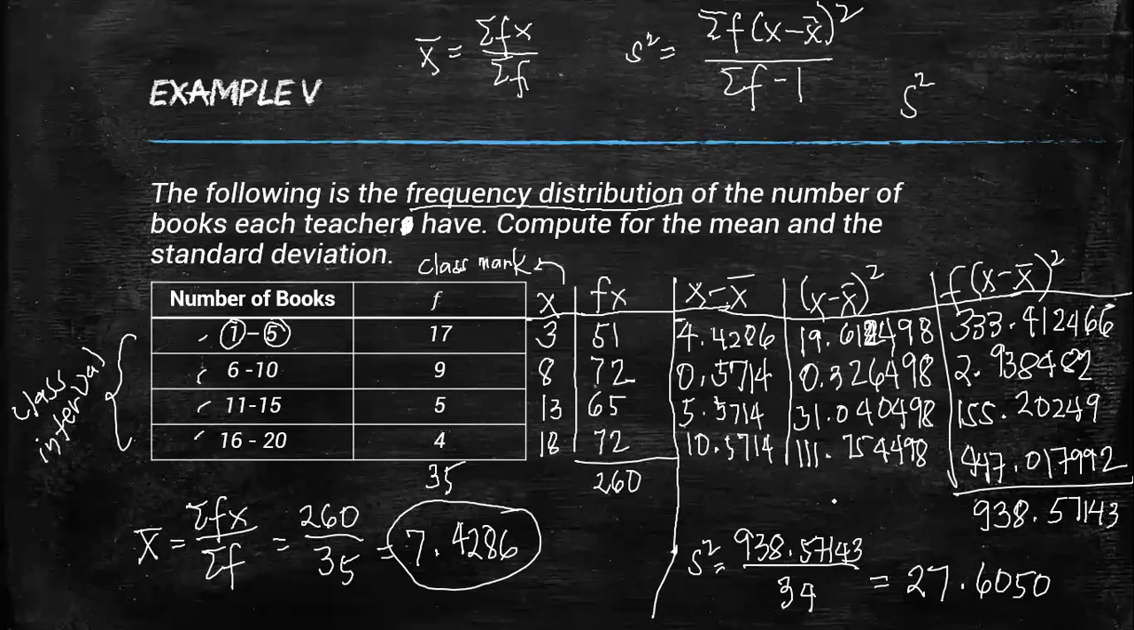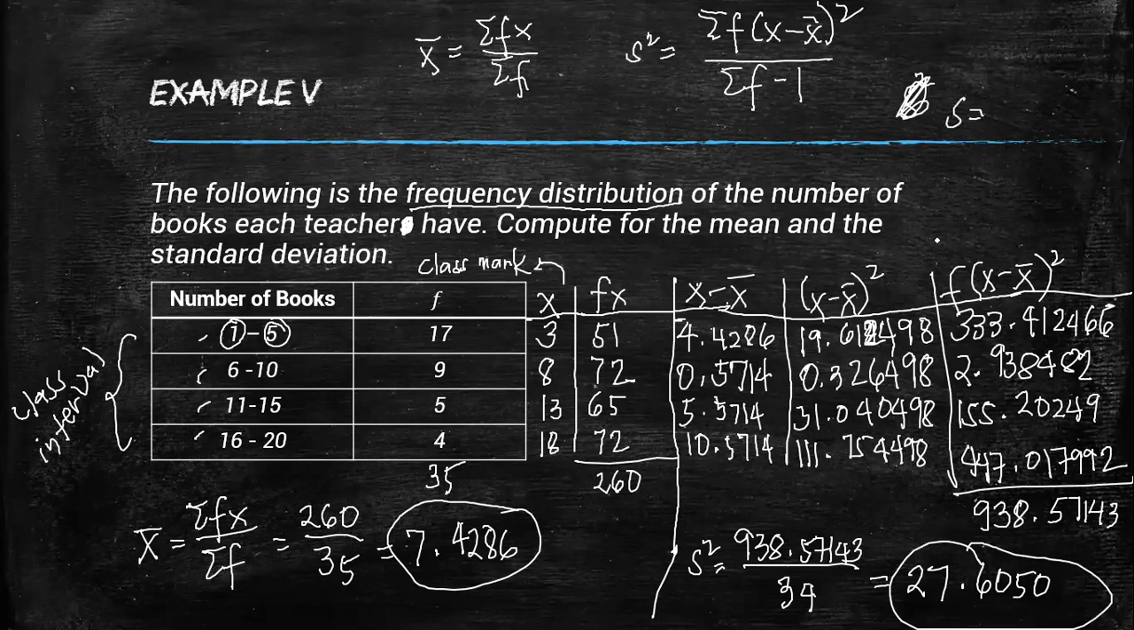So ito siya. Okay? Ngayon class, dito ko na nalagay sa taas. Square root lang natin class. Ito na yung answer, di ba? Paki-square root. So S is equal to square root ng 27.6050. That would be 5.2540. So ito siya.